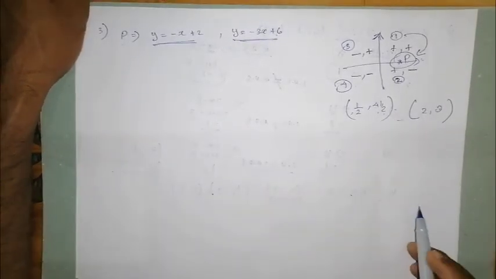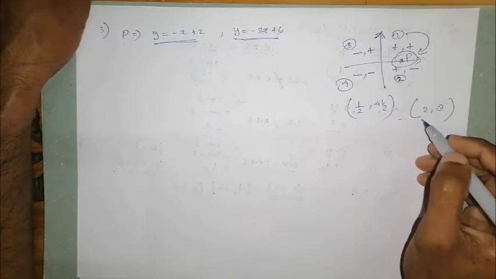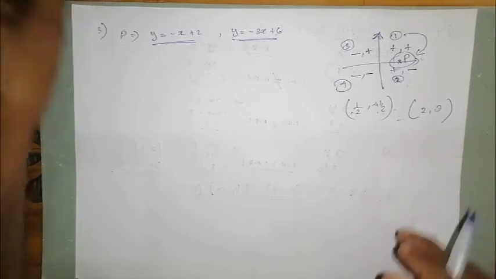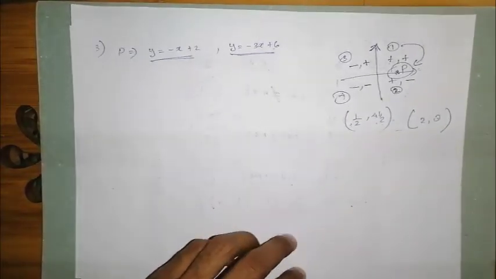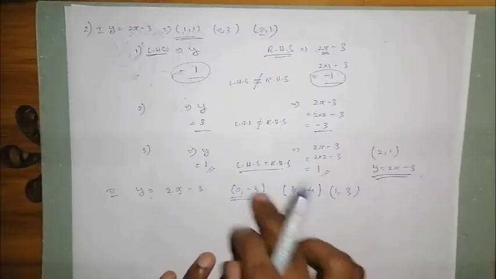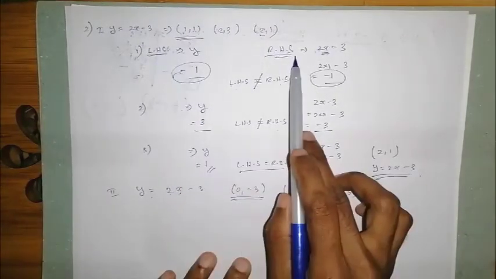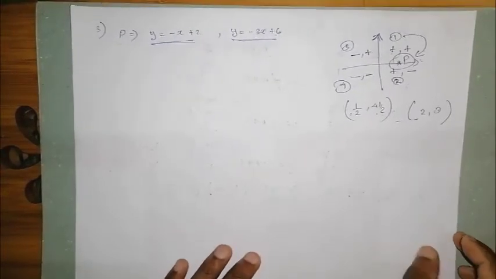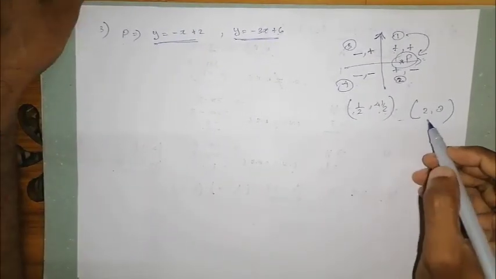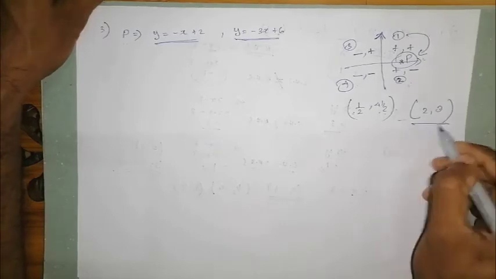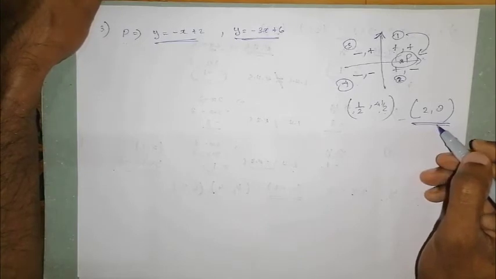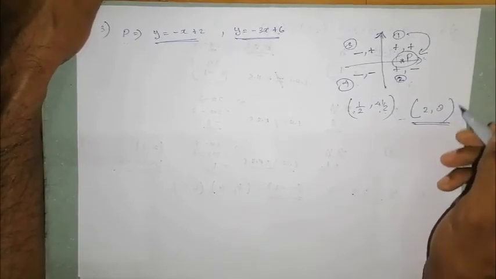Now we use the knowledge from question 2. We substitute the coordinates. In question 2 we substituted and checked the LHS and RHS. So we have 2 coordinates, and we substitute them now. Which one is the easiest one? 2, 0, which gives another point.